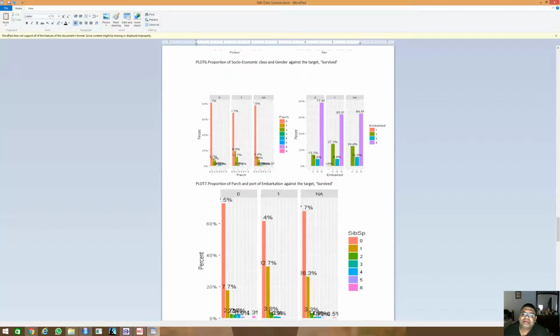But moving on to the port of embarkation, it is clear that the port of Southampton carried more non-survivors than survivors. And Cherbourg, people from Cherbourg had a better chance of survival.